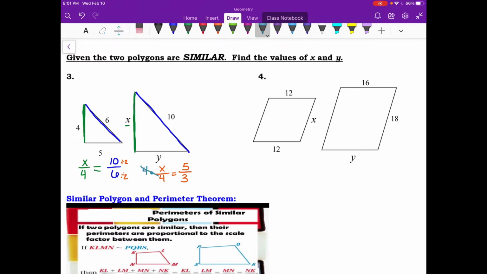And that will cancel out that 4. And whatever I do to the left side, I have to do to the right side, so I'm going to multiply that by 4 as well. Now, 4 times 5 is 20. So I get 20 over 3 is equal to x, which is all alone. So x is 20 over 3.